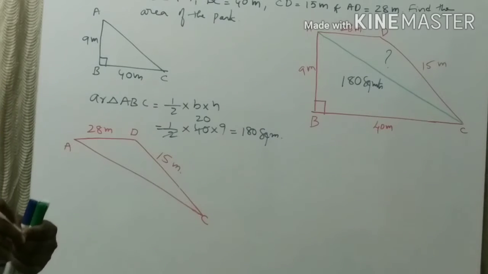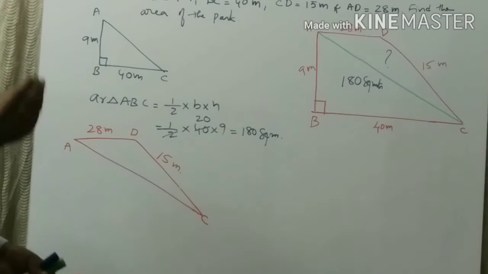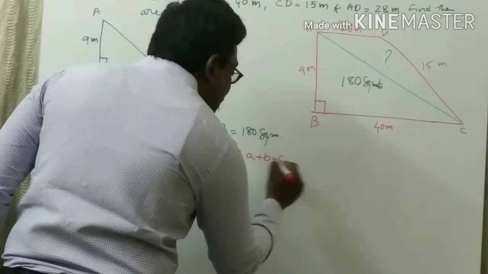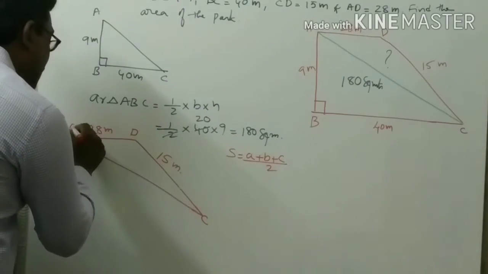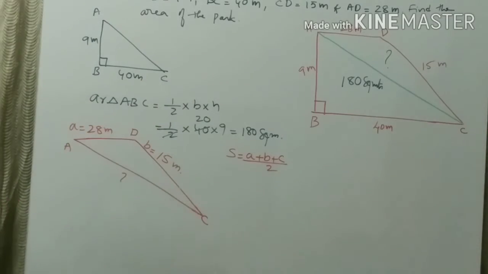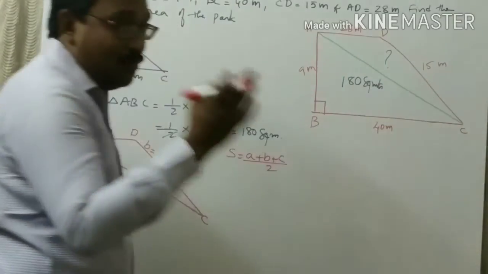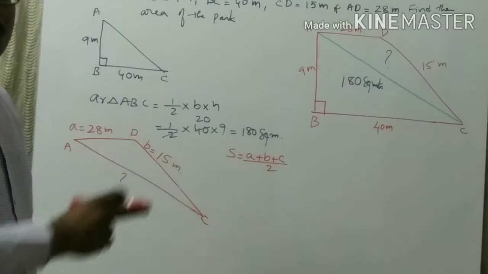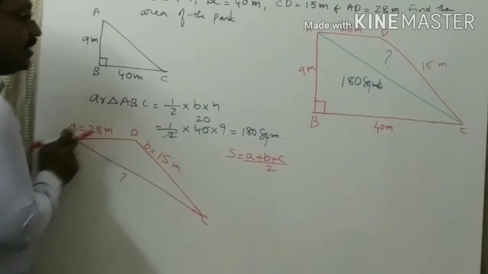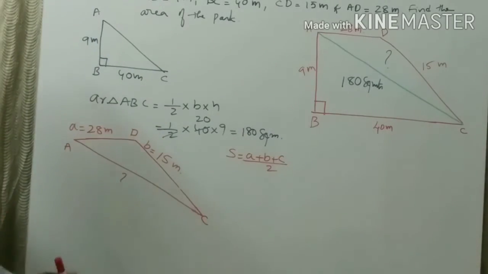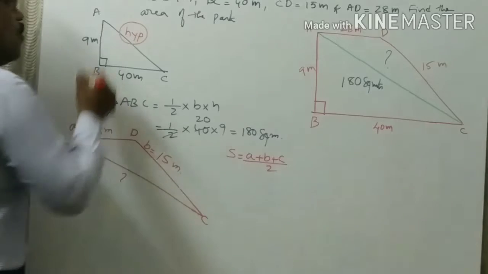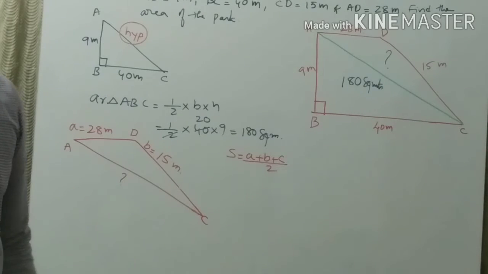But the problem is, for using Heron's formula, you need to find S first. S is equal to A plus B plus C by 2. Of course, if you consider this as A, this as B, what is C? What is AC? Diagonal. We don't know. With respect to the quadrilateral, AC is the diagonal. With respect to this triangle, AC is one of the sides. But with respect to the right angle triangle, AC is one side, of course the hypotenuse.